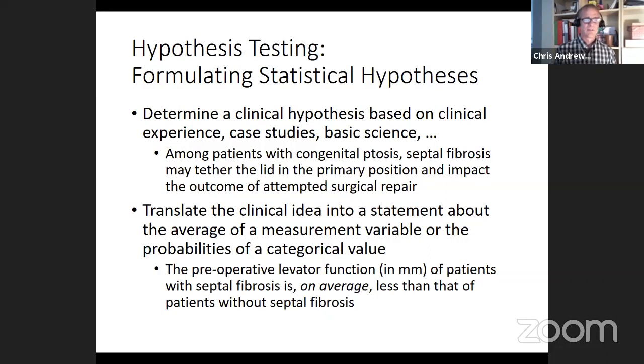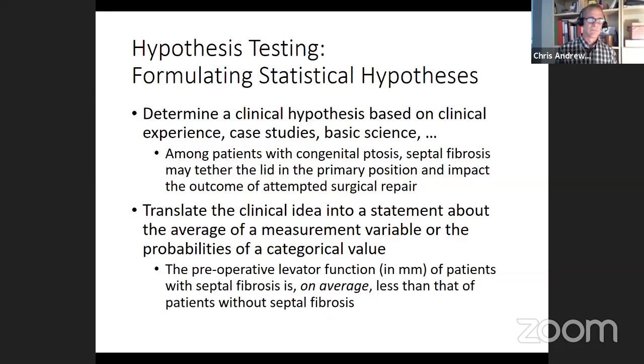But we had to have a discussion about, okay, how can we address this claim that you have developed after treating patients with congenital ptosis? Why do you feel this? Can we show this is true? And so on. And so together we translated this idea into a statement about some actual variables that we could measure. In this case, we studied the levator function, something we could measure, and compare it within groups that have septal fibrosis and those that don't.